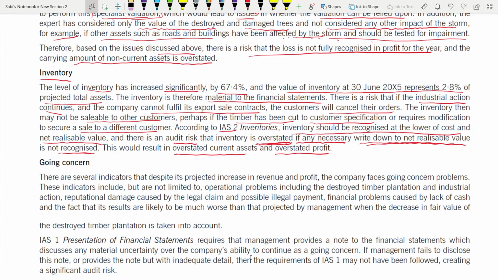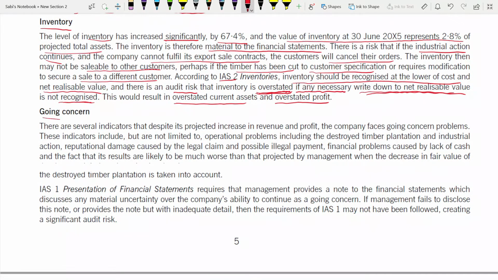Okay, going to the going concern. Biggest audit risk is going concern only. If you're talking about going concern, make sure that you talk about indications that there are some issues with going concern, so that you can answer this.